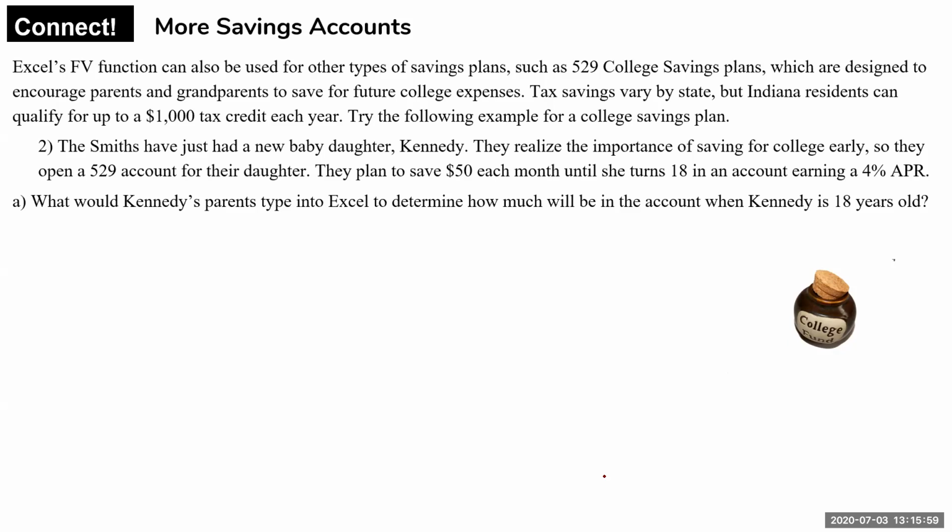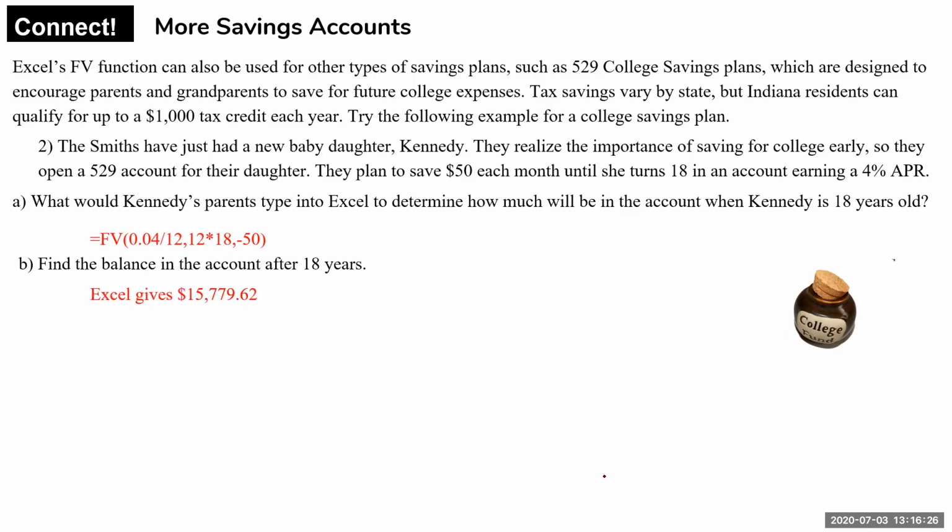All right. Now, what would Kennedy's parents type in Excel to determine how much will be in the account when Kennedy is 18 years old? And here, Excel comes in handy. So you put that function in Excel. All right. And that gives you how much will be in the account. We want to find the balance, so you do that, and that will be the balance when Kennedy is 18.